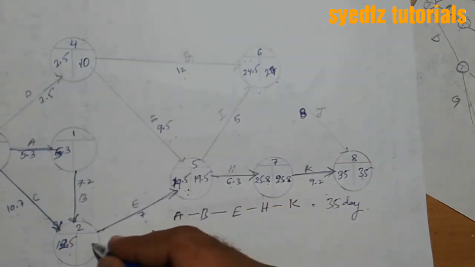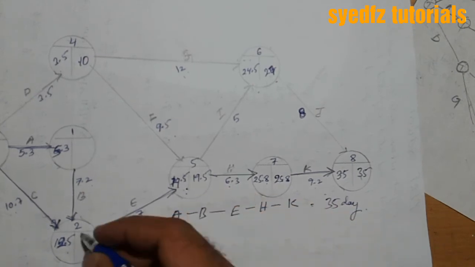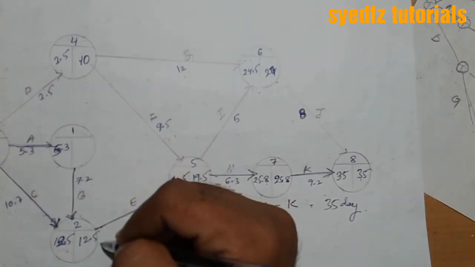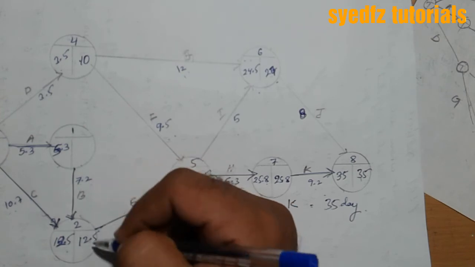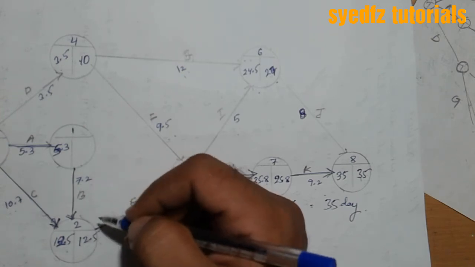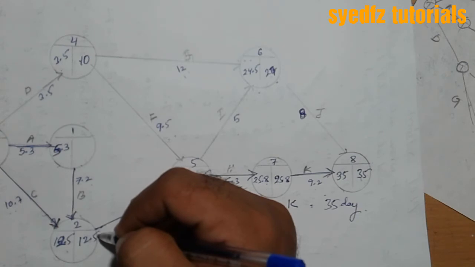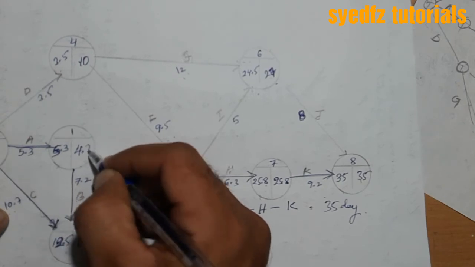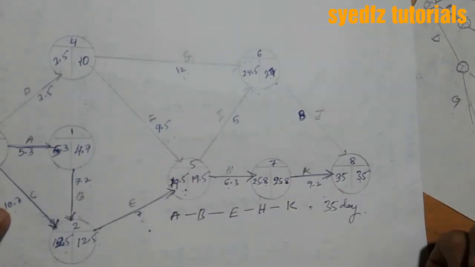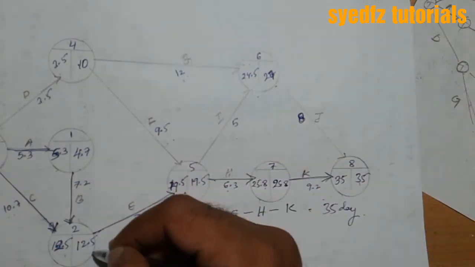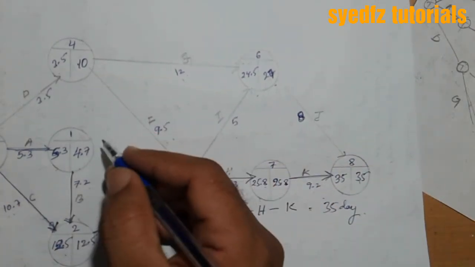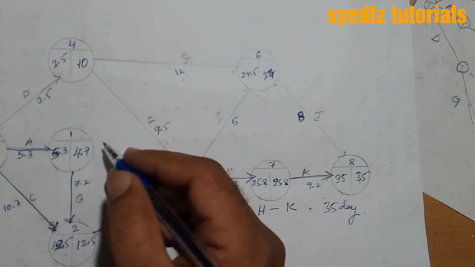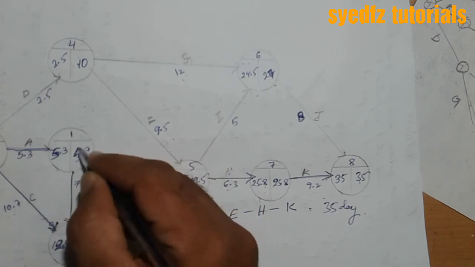Here only one activity. 19.5 minus 7 means 12.5. Here also only one activity, 12.5 minus 7.2, which is 5.3. Sorry, it is not 4.7, 12.5 minus 7.2 is 5.3, this one.